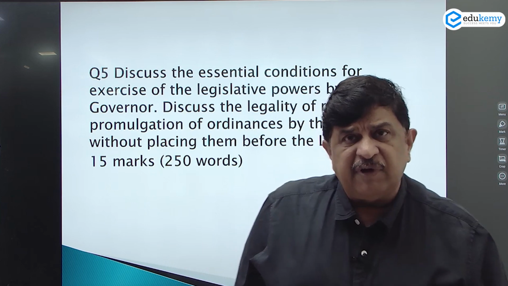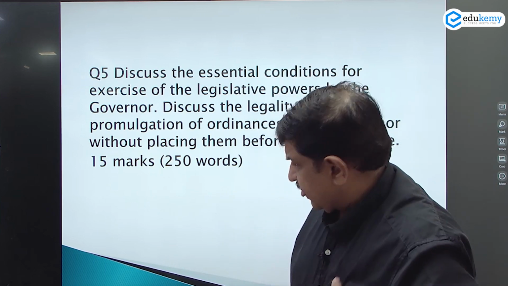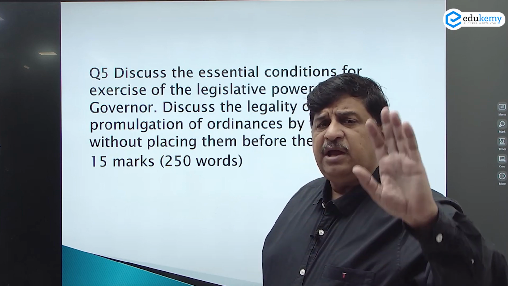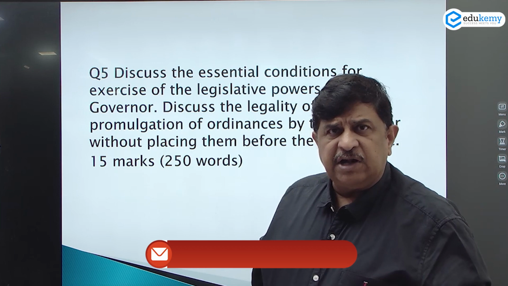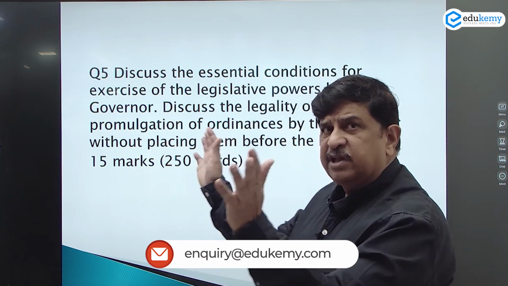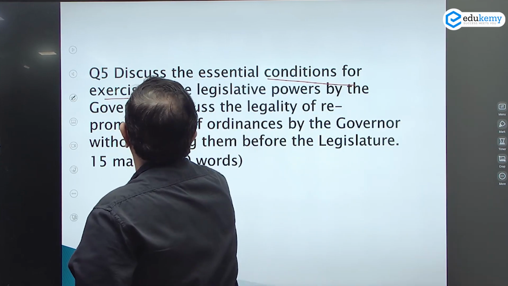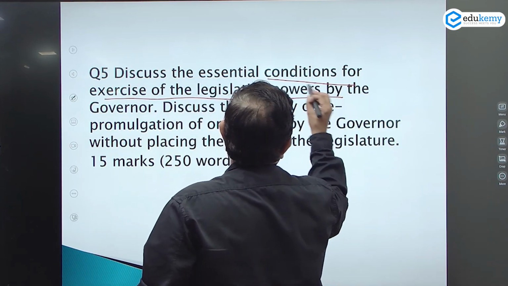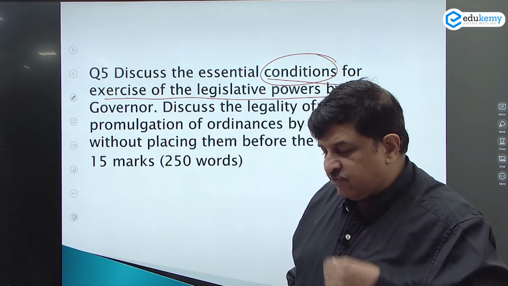So, it means if I see what will be the maximum length of an ordinance, then it will be 6 months minus 1 day plus 6 weeks. That will be the maximum length. Anyway, let us come back to the question you are having the idea. Discuss the essential conditions for the exercise of legislative powers. So, what are the conditions? This is what the examiner is interested in.